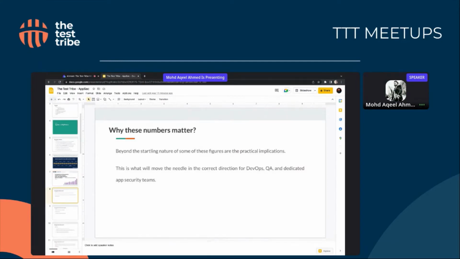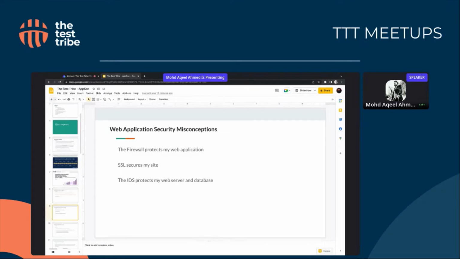Right? So most of you are from the quality assurance background, and if we talk about web application security misconceptions, I spoke to many developers, network engineers, and operations teams. A lot of them don't even understand how the security of applications actually works. Many of them feel that there are firewalls installed and they should be able to protect whatever applications they are deploying. So these are some of the misconceptions.